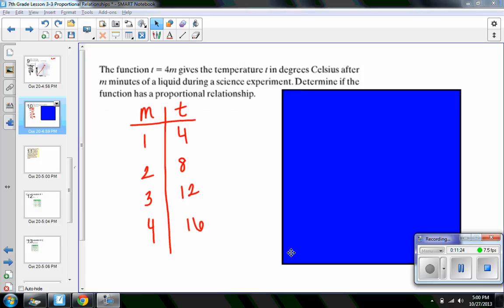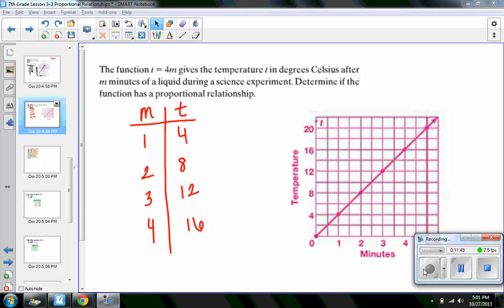So now I want you to go ahead and make a graph. So label your x-axis, minutes. Your y-axis is the degrees, the temperature. I would go like we did before, 0, skip line 1, 2, and you could go up by 2s on this side, and then plot. So you should have a graph that looks like this. Your intervals may be different, but you still should have a straight line to see that this is a proportional relationship.